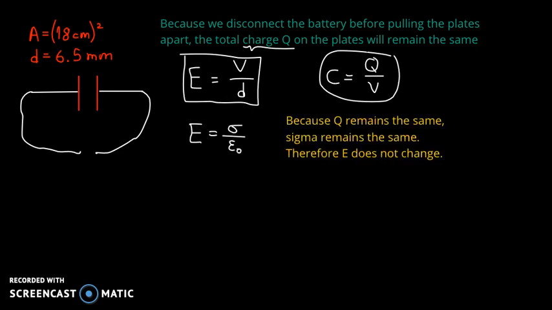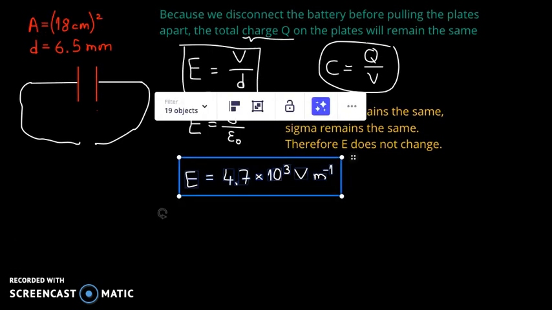So to summarize, because Q remains the same, sigma remains the same, therefore E, the electric field magnitude, does not change. Still equal to 4.7 times 10 to the third volts per meter.